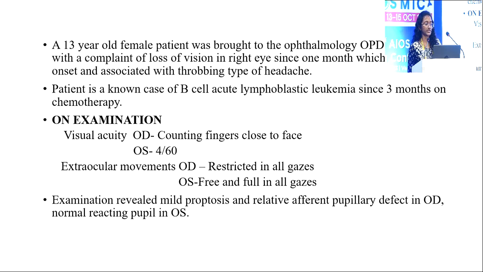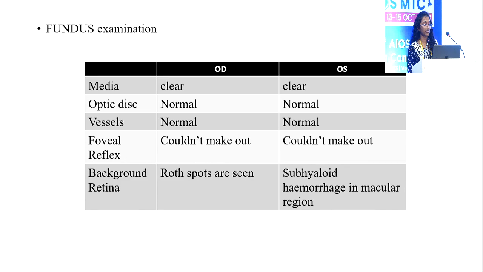On examination, visual acuity of right eye is counting fingers close to face. Left eye visual acuity is counting fingers 4 meters. Extraocular movements are restricted in all gazes in right eye, free, full and painless in all gazes in left eye. Examination revealed mild proptosis and relative afferent pupillary defect in right eye with rest of the anterior segment being normal, and anterior segment is normal in left eye. So clinical picture of the patient showing mild proptosis in right eye.